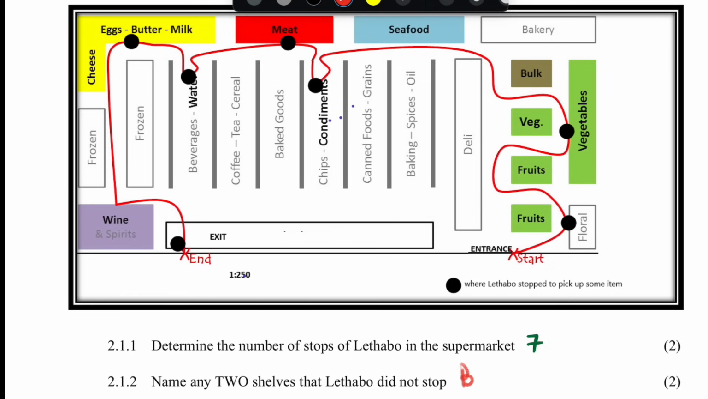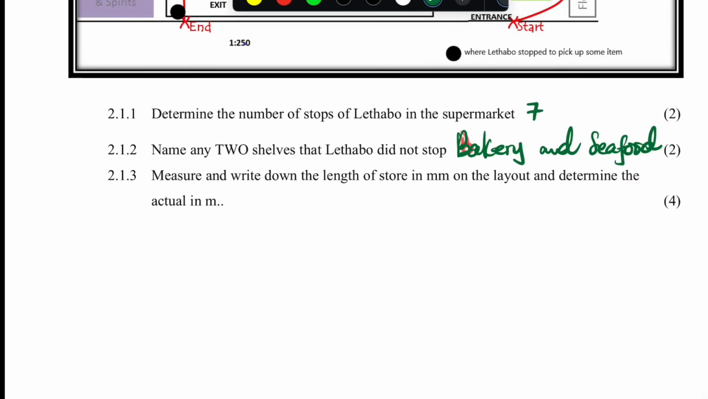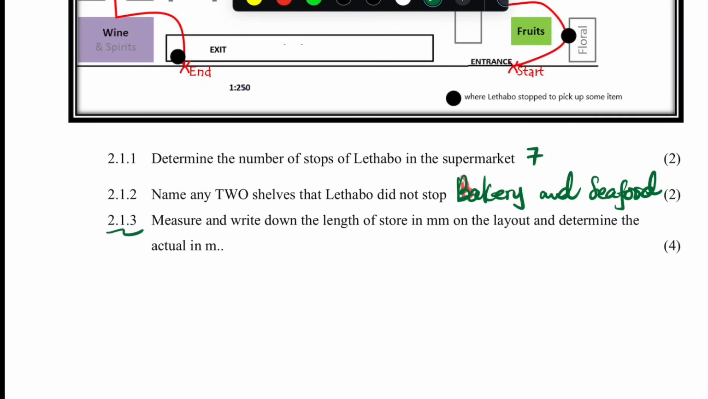So I will say here bakery, and any, correct, guys. Bakery and seafood, right? Seafood. So let's move to 2.13.